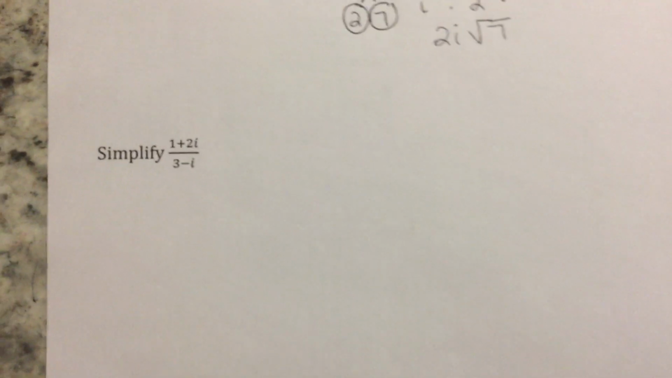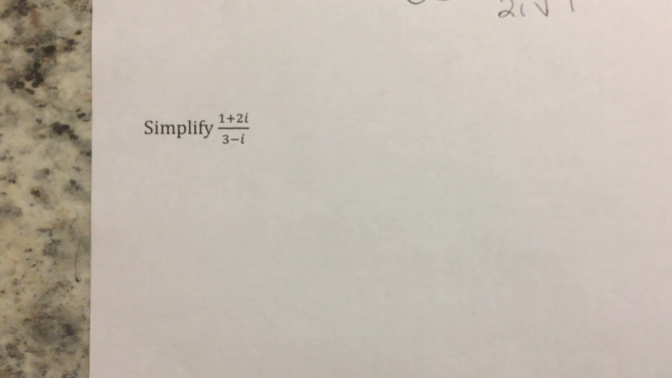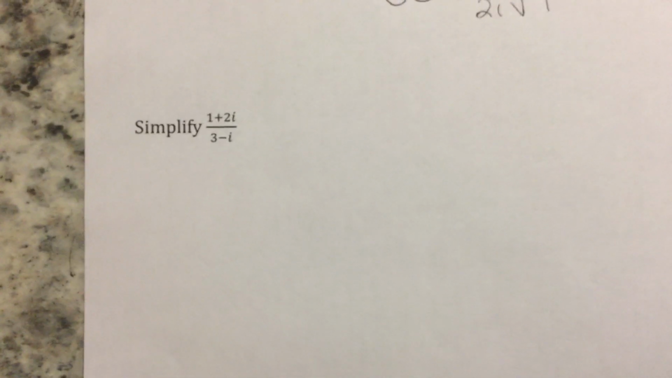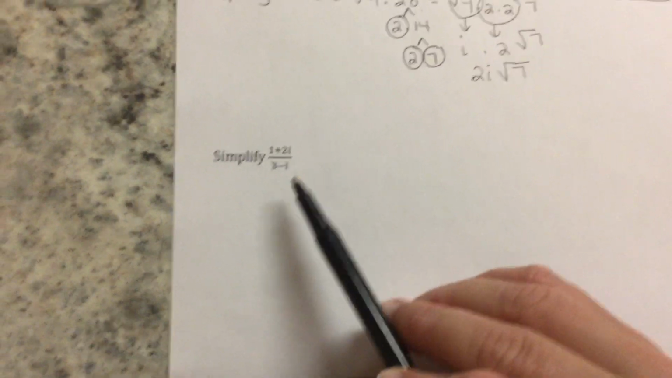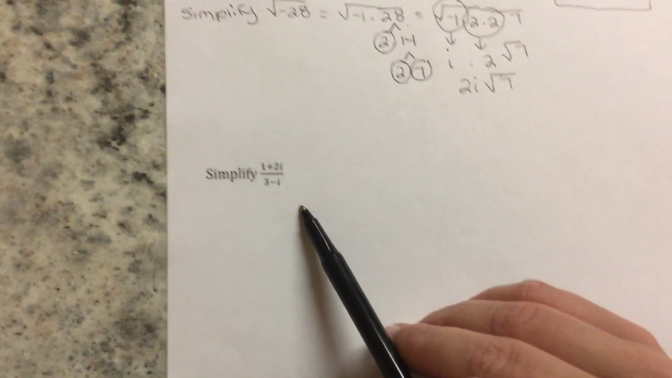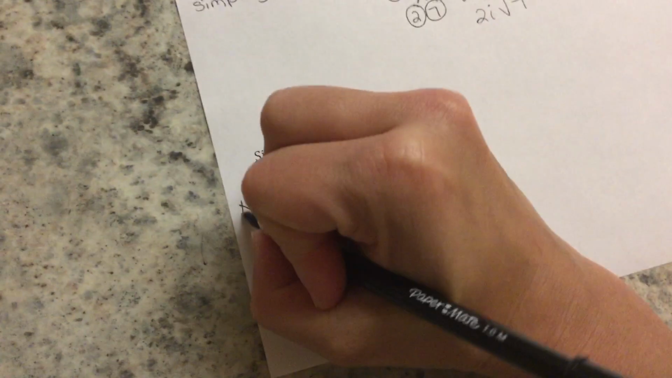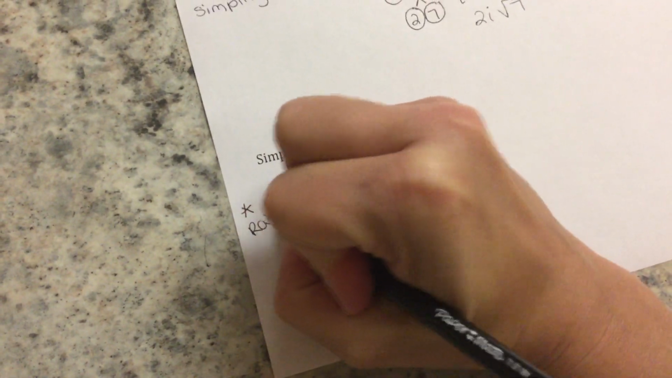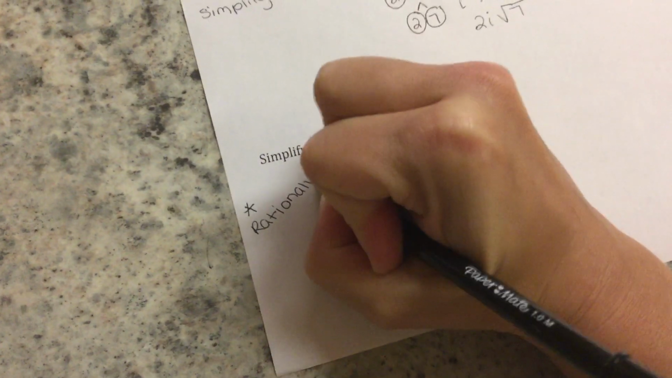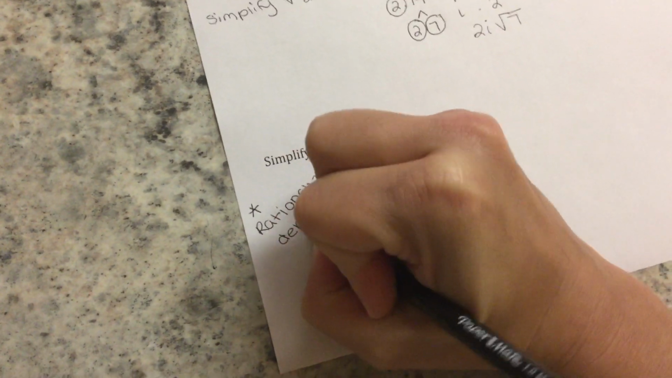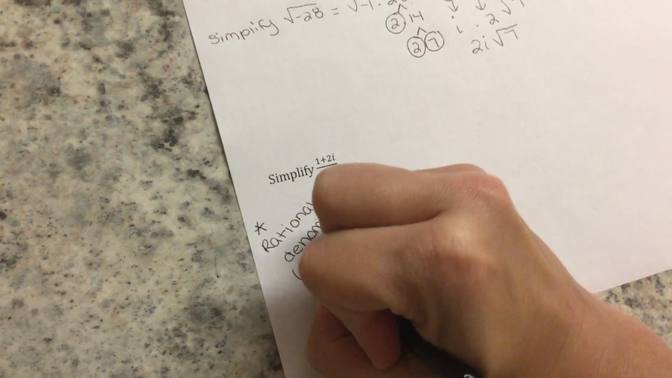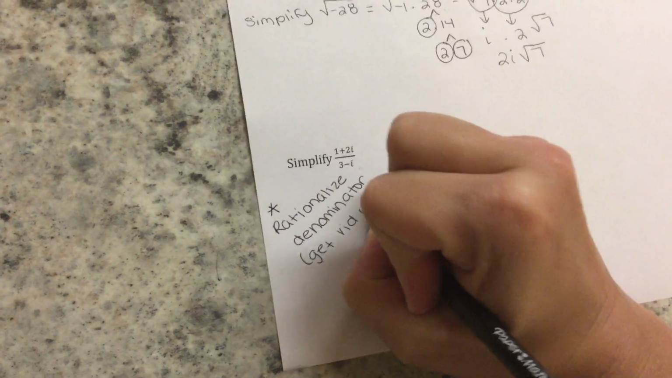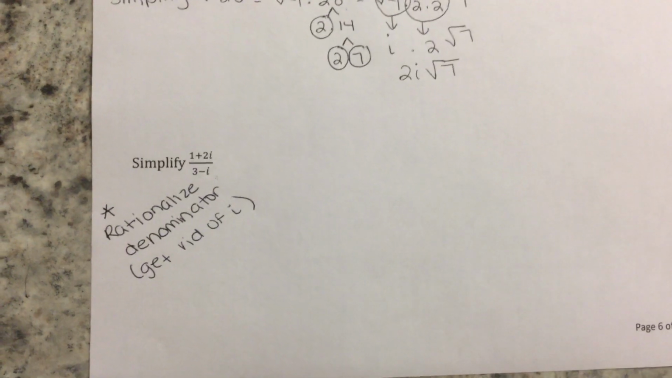Last one. Simplifying 1 plus 2i over 3 minus i. So notice, this i is the same thing as square root of negative 1. So there's a square root in the denominator. So we have to rationalize the denominator. So we need to get rid of the i's in the denominator, because we know i is really a radical. It's the square root of negative 1.